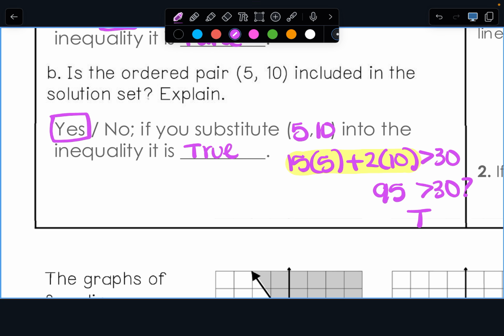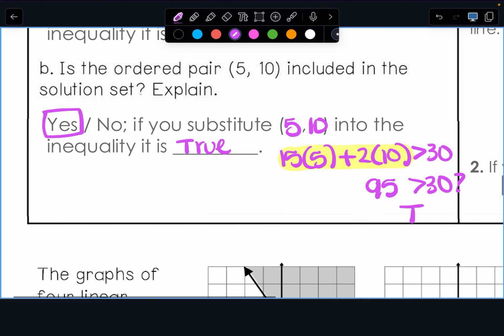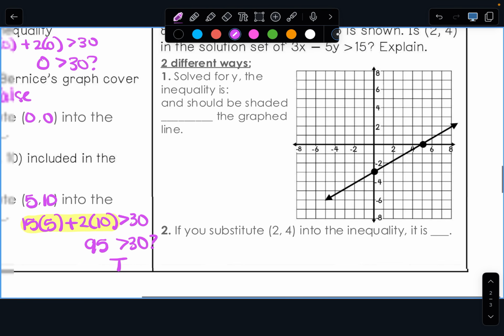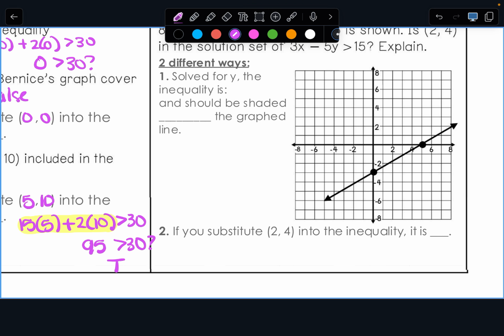Okay? Number 8. The graph is shown. Is (2, 4) in the solution set? Well, we can't tell because it's not shaded. The only way to figure out if it's going to be shaded is to do what with the inequality? Solve it. You cannot just say it's greater than, so I'm going to shade above. You have to solve it first. Okay, so let's solve it.